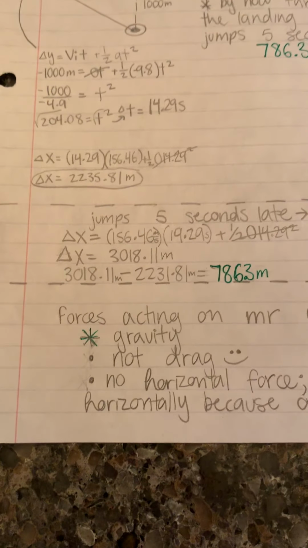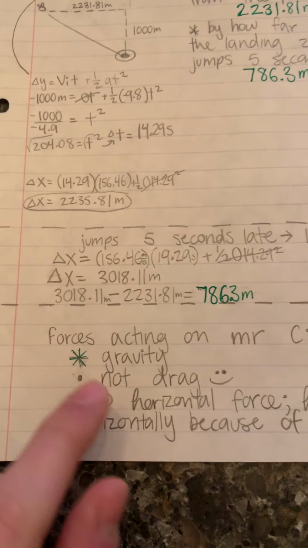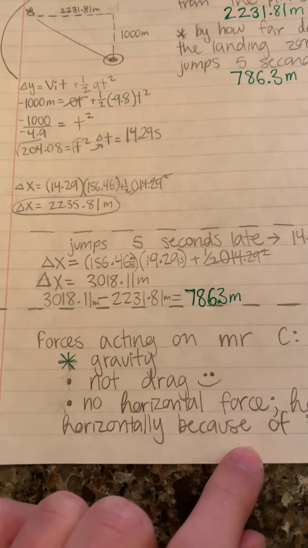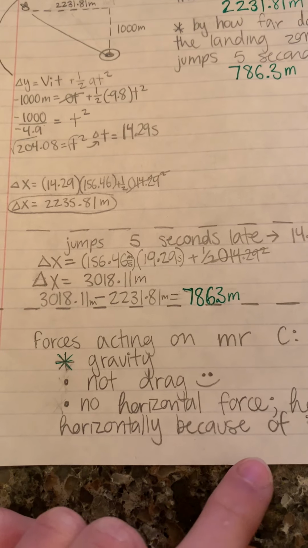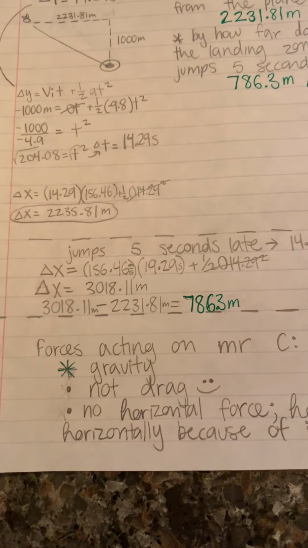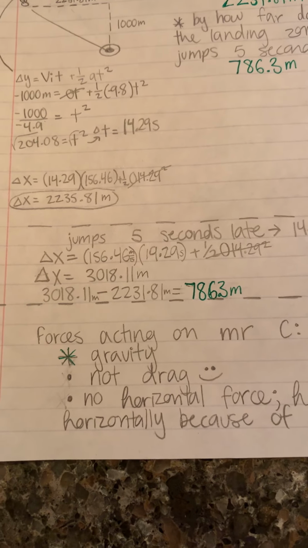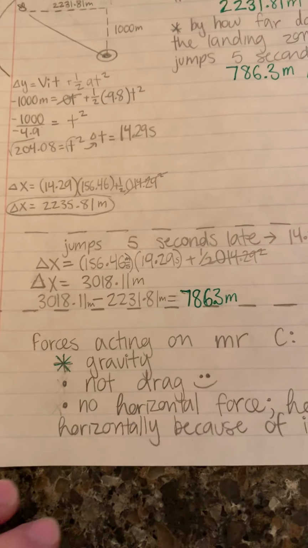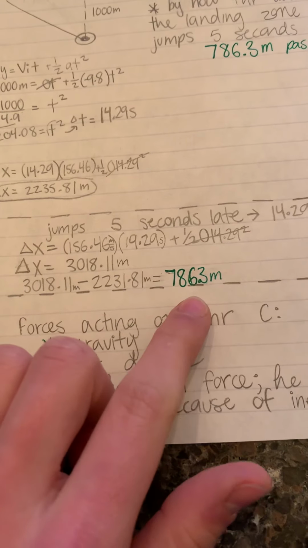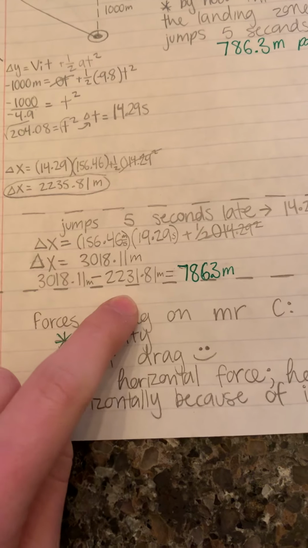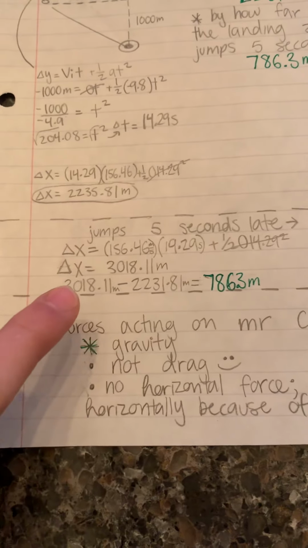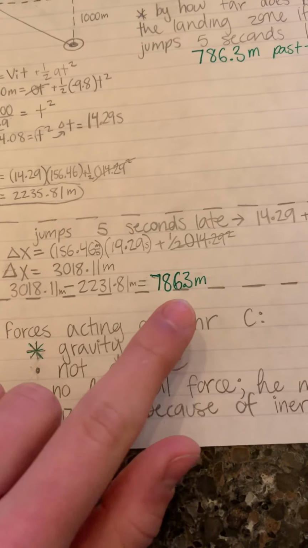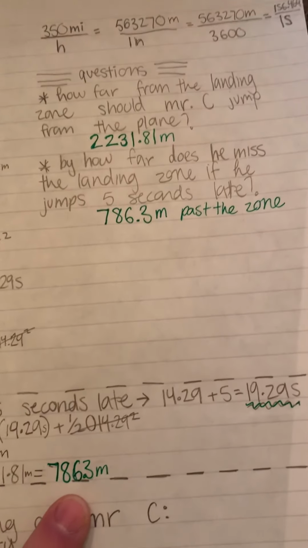So that's how far he would travel jumping from the plane to the ground. And so since we know that the landing zone is 2,235.81 meters away, he would miss it by 786.3 because we subtract the distance of the landing zone minus the distance that he actually traveled. So he misses it by this much.